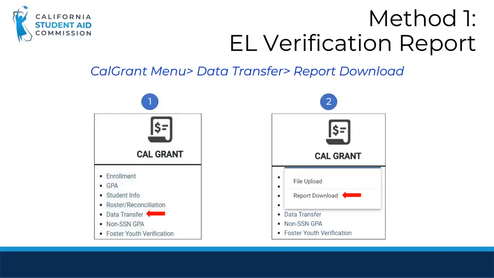First, we will review the EL verification report. Financial aid administrators run this report to identify flagged records, and then complete verifications either directly on the roster or through an upload. Here is the pathway to pull the EL verification report. After logging into WebGrants, you will click Data Transfer under the Cal Grant section on the home page. The menu will pop up, and then you will click Report Download.